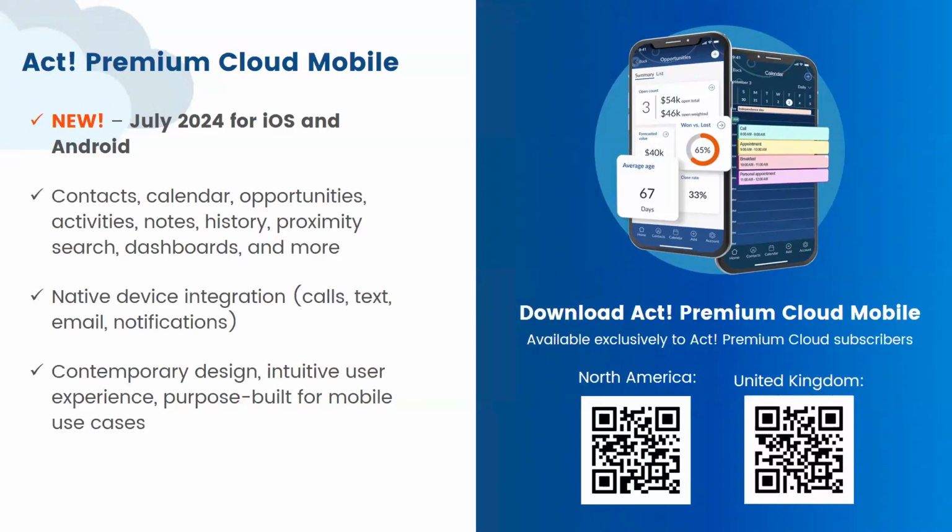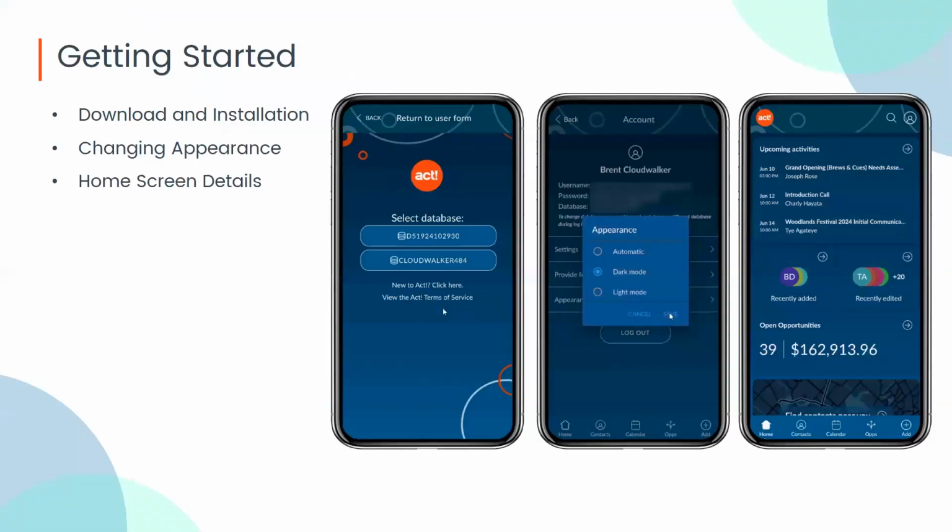So let's get started here, and let's look at some of the stuff I want to show you here. Beginning with download and installation. I'll show you where you can download it. I'm already logged in, so when you log in, you're gonna use your same ACT Premium Cloud login credentials. So your email and your password, and that's it. If you have multiple databases like I do on this screenshot, it'll list your databases together, and you just select the one that you want to access.